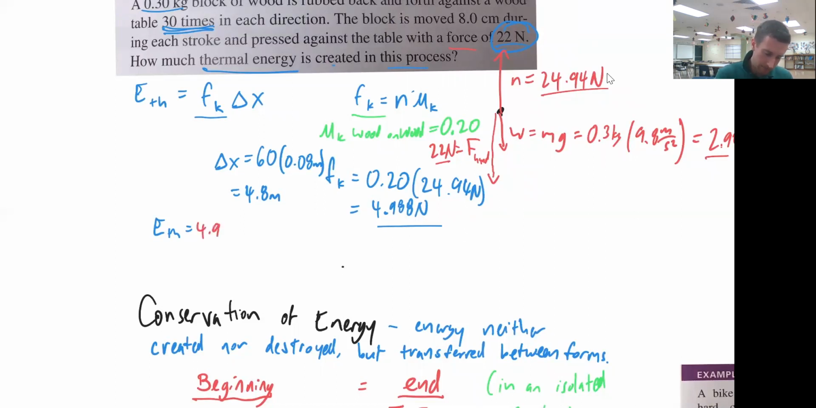So now the thermal energy is equal to 4.988 newtons times my distance, 4.8 meters, for a grand total of 23.9, or rounding it to 24 joules of thermal energy.